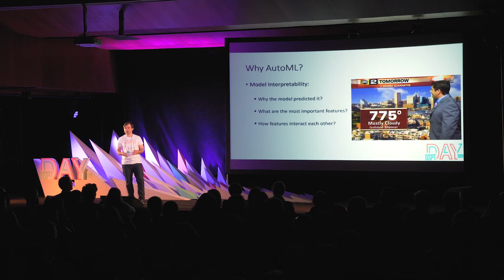This is one example in the picture. Why did that weather forecasting model predict 775 degrees, right? Maybe there's an explanation, maybe there's a bug in the software, but maybe there's something wrong with the model.